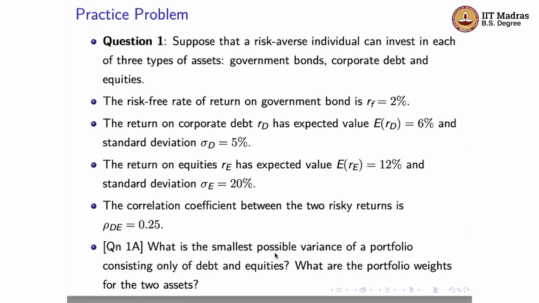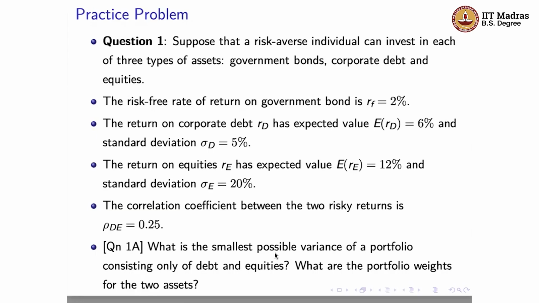We are also told that the correlation coefficient between the two risky assets, corporate debt and equity, is given by 0.25. Okay. So on the basis of this, we'll answer a set of questions. And I encourage you, at each point when you see a question, to pause the video and try and attempt it yourself before you look at the solution. So what's the first question?